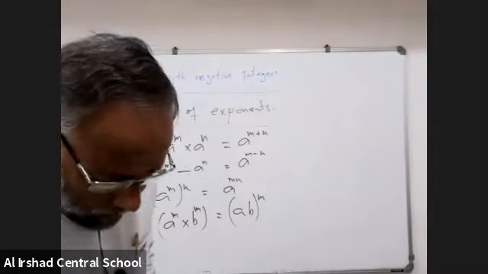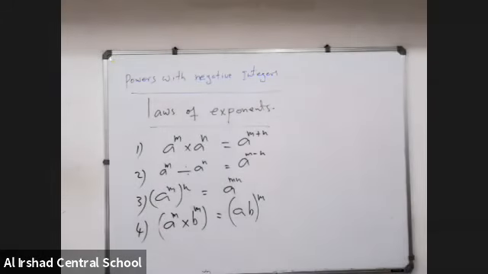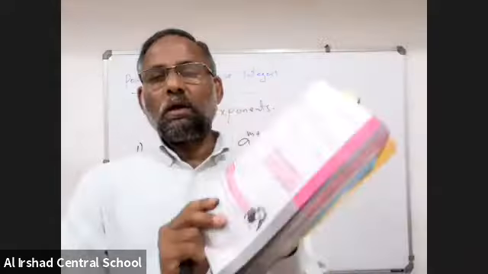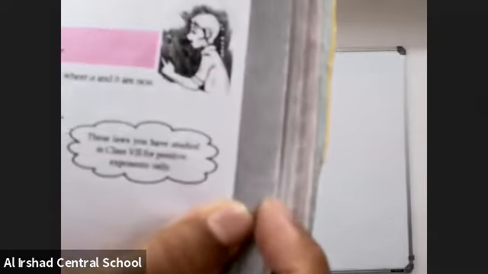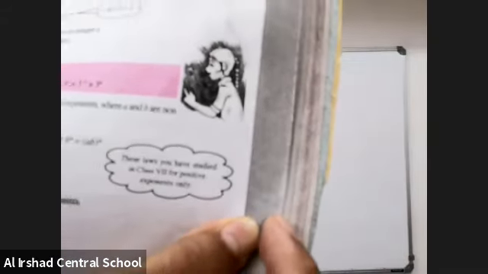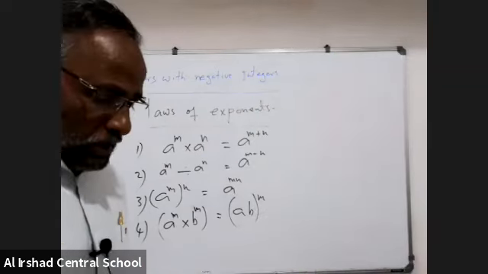I know you studied this because in class 7 it is in the textbook, you can see. This is all you studied in class 7. See, page number 195. These laws you have studied in class 7 for positive exponents.